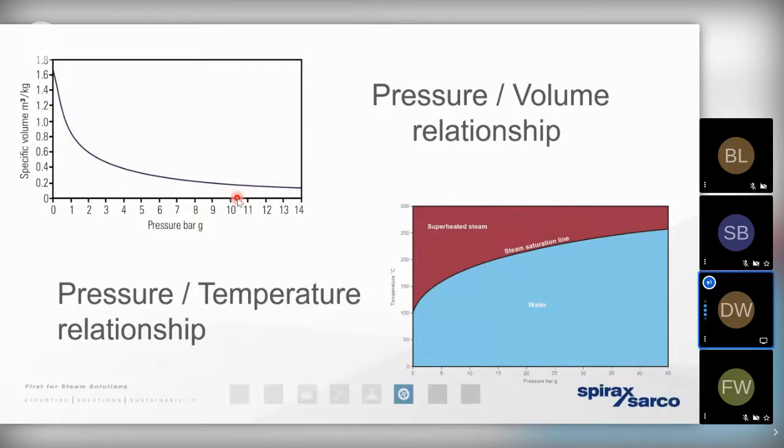But it's important to remember that when the steam falls in pressure, then the reverse will happen. We're going to get a sudden expansion of volume. So that tells us why the pipe sizing is critically important.